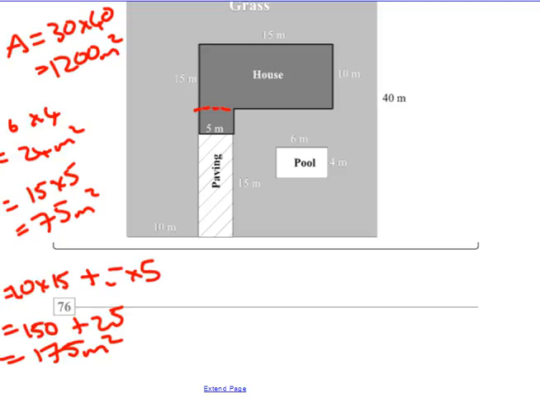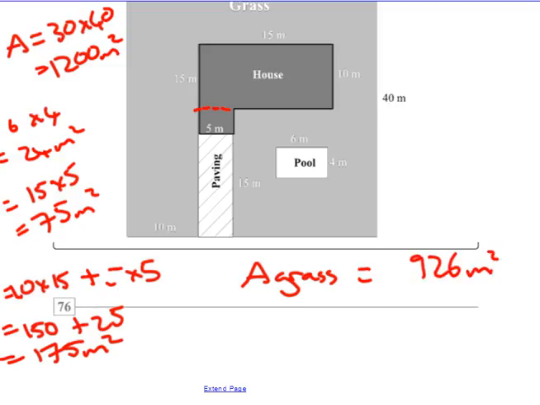And then I'd say, okay, the area of the grass is, and that's when you take out your calculator and say it's 1200 minus the area of the pool. You get 1176. From that, I'm going to take away the area of the paving, which leaves me with 1101. And from that, I'm going to take away the area of the house, and I get an area for my grass of 926 square meters.